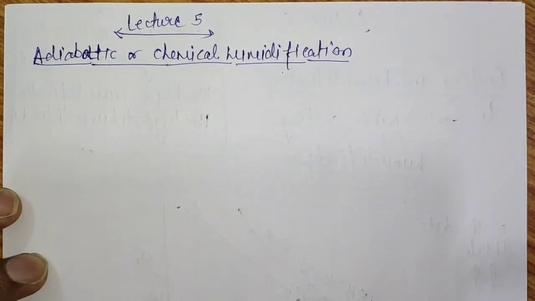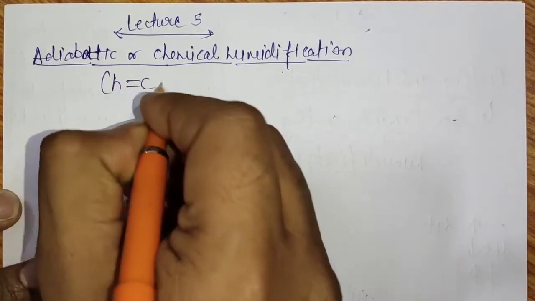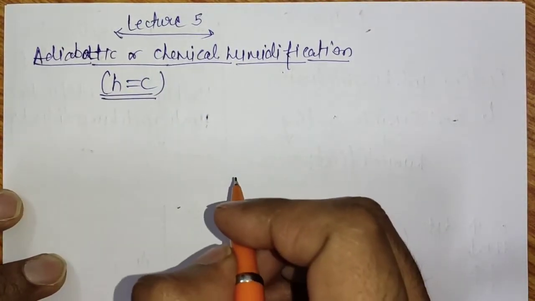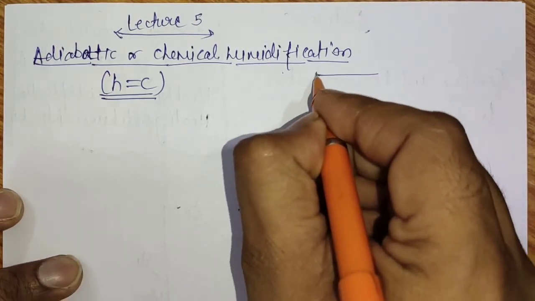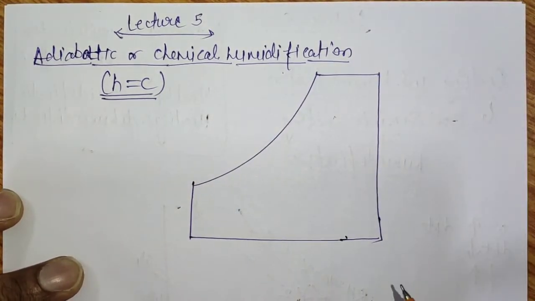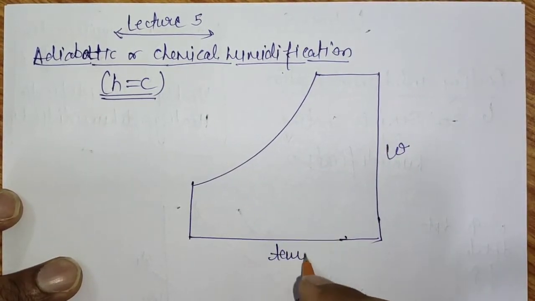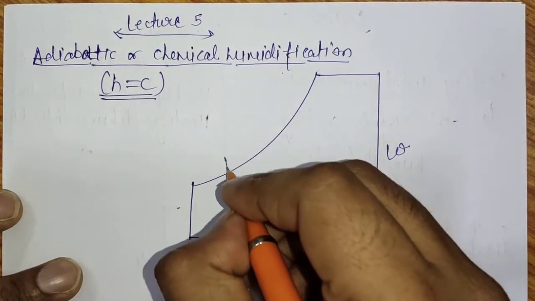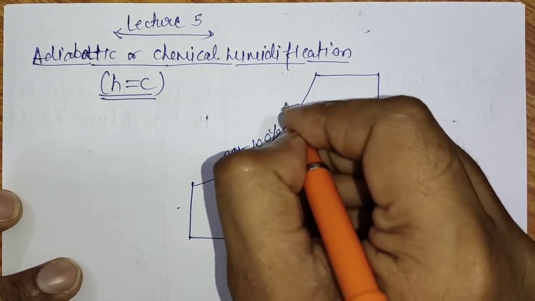In this process, adiabatic and chemical humidification, one thing that has to be kept in mind is that during this process the enthalpy of the moisture will remain constant. Enthalpy will remain constant. Now we will try to see this process on the psychrometric chart. Let's draw a psychrometric chart. This is a simple psychrometric chart where the vertical axis is specific humidity, the horizontal axis is temperature, and this is relative humidity equal to 100%. That is the saturation curve.